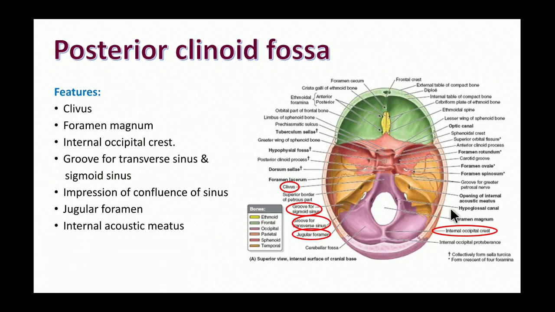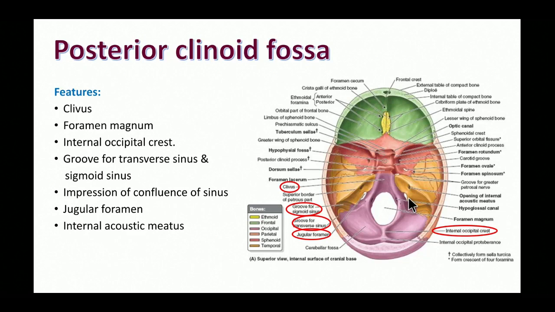Okay. Then you have the internal acoustic meatus. The internal acoustic meatus mainly transmits the 7th cranial nerve and 8th cranial nerve. Sometimes they mention the 7th nerve and nervus intermedius also. Nervus intermedius is nothing but the sensory part of the 7th cranial nerve, sometimes referred to as the 13th cranial nerve. So the internal acoustic meatus transmits the 7th cranial nerve, 8th cranial nerve and the labyrinthine vessels, the labyrinthine artery. These are all the structures transmitted by the internal acoustic meatus.